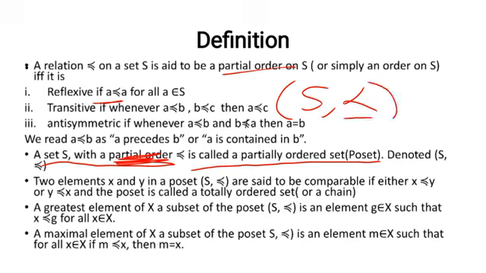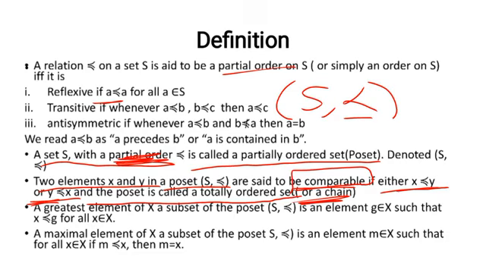That's the denotation. Now, two elements X and Y in a poset are said to be comparable. So you could be asked, when are two elements in a poset said to be comparable? They are comparable if either X precedes Y or Y precedes X. Okay, that's when we have that. And the poset is called a totally ordered set or a chain. So if it's comparable, it's either that X precedes Y or Y precedes X.